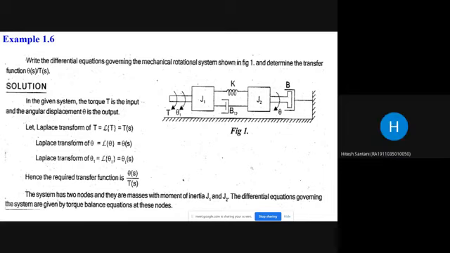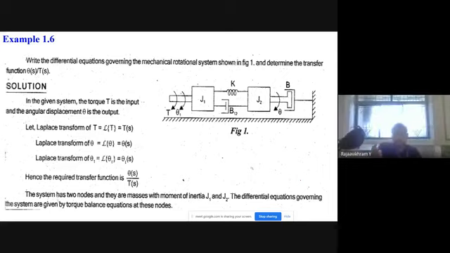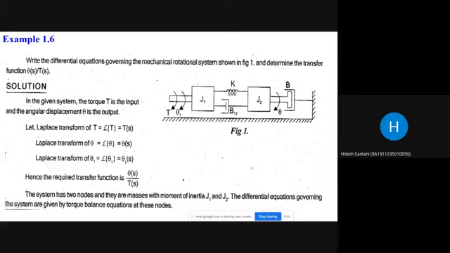Sir, what is dashpot, sir? Dashpot is used to represent the friction. Okay, sir, friction.